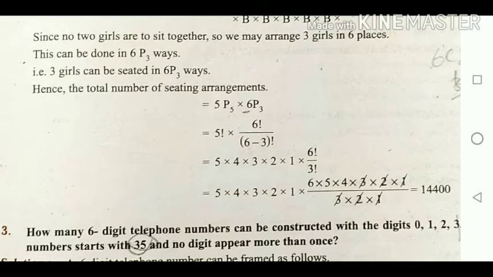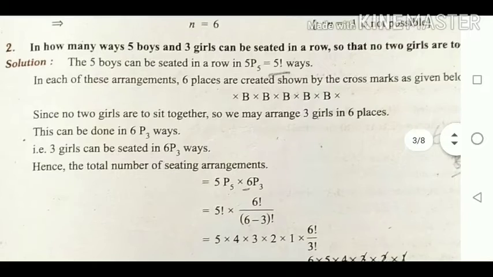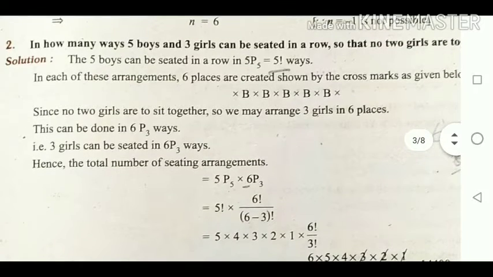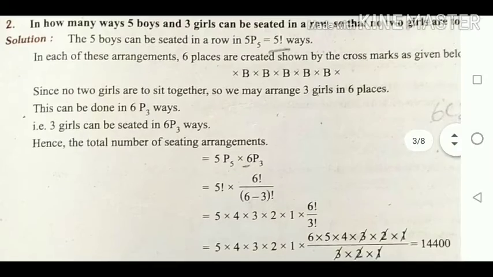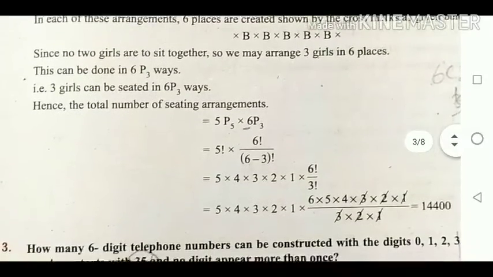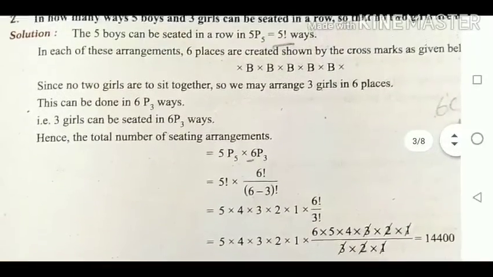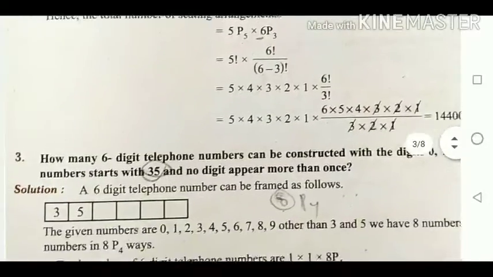Now we are cancelling like this. 6 factorial becomes 6 into 5 into 4 into 3 into 2 into 1, whereas 3 factorial means 3 into 2 into 1. Therefore, after cancelling and then multiplying, we get 14,400 ways. That is, in 14,400 ways, 5 boys and 3 girls can be seated in a row so that no 2 girls sit together. This is the way we have to do the sums for the second one.